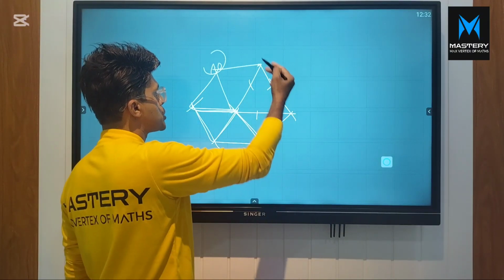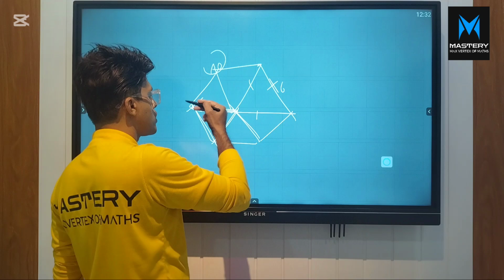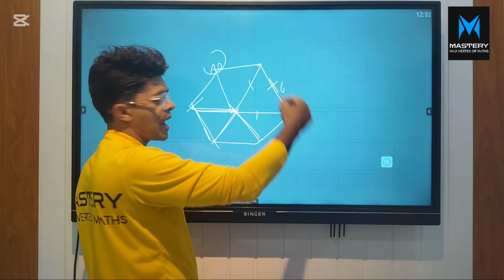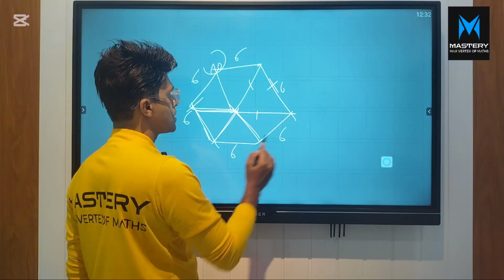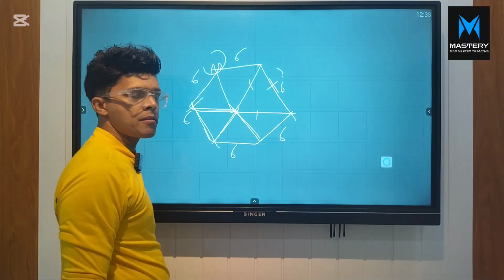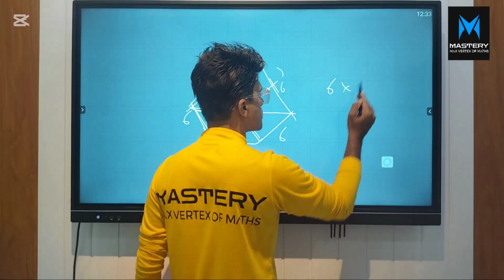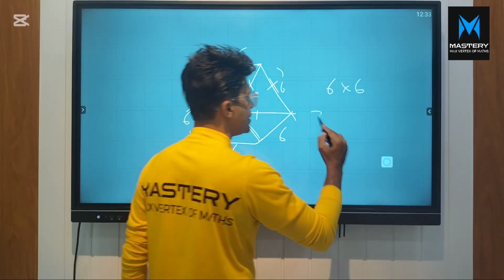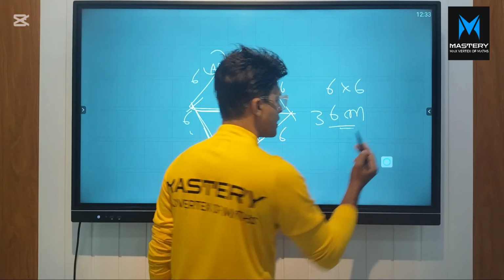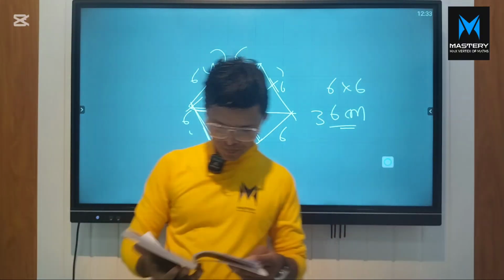Then 1, 2, 3, 1, 2, 3, 4, 5, 6. So one side is 6. Then this one 6, this one 6, this one 6, this one 6, this one 6. Then we need to get the perimeter. So 6 times 6. 6 plus 6 plus 6 plus 6 plus 6 plus 6, which is 36. So the answer is 36 cm.